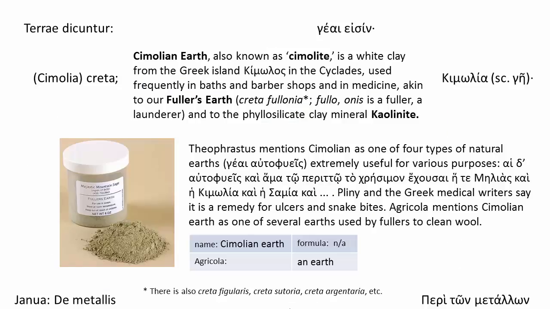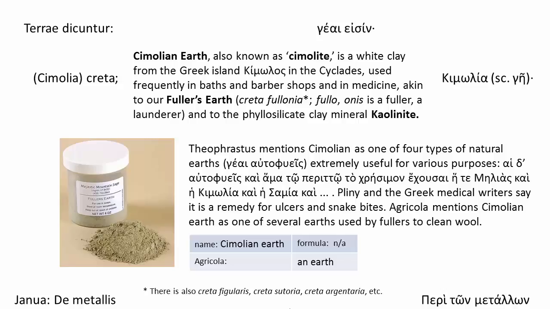Creta, chemolia creta, and this is chemolian earth, also known as chemolite, which is a white clay from the Greek island Chemolos in the Cyclades, used frequently in baths and barbershops and in medicine, and akin to our fuller's earth, what the Romans called creta fullonia, and to the phyllosilicate clay mineral we know as kaolinite.